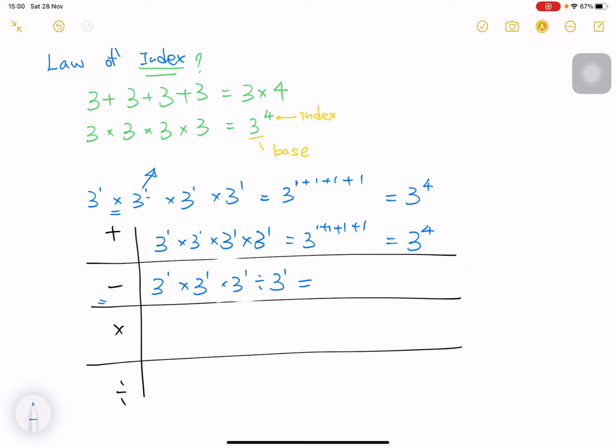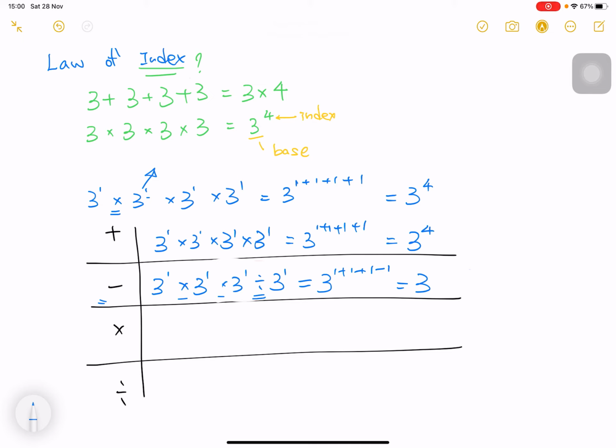Three to the power of 1, and then you can see that there's a time it together. So it should be 3 to the power of 1 plus 1 plus 1, and then divided by 3. The division in the original operations represents the subtractions in the index part. So we just write down subtract 1 here, minus 1. And then you can find the answer.